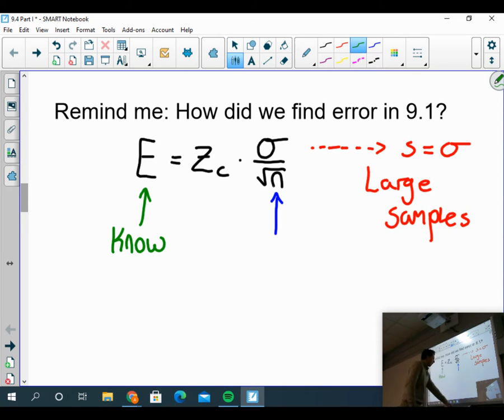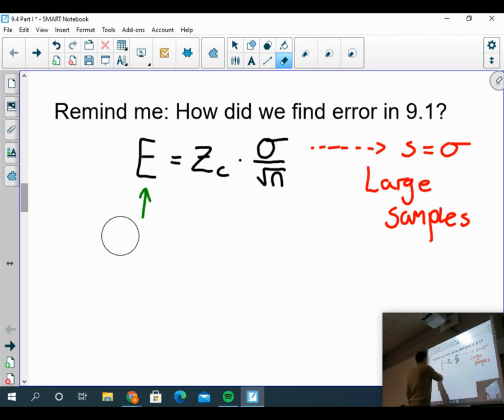But first things first, how are we going to do this? Well, if this is our formula for error, it was great because we were trying to find error in 9.1, 9.2, and 9.3. But here, we're not trying to find error anymore. We're trying to find the sample size given a level of error. So our equation needs a little bit of reordering. We can do that through algebra. So let's try and get n by itself.